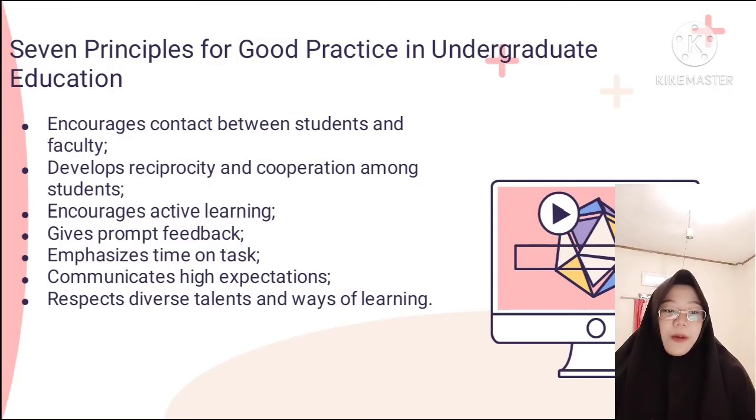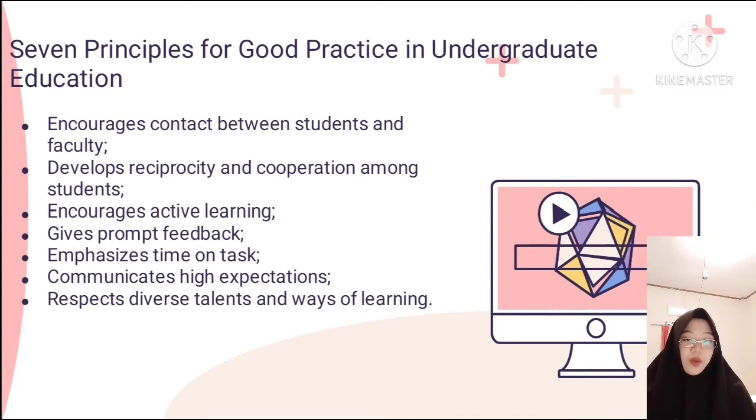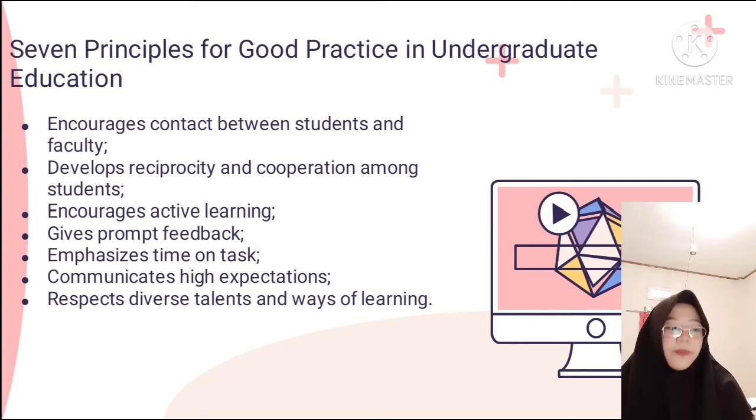The next slide is about principles for good practice in undergraduate education. Another set of highly regarded principles is Chickering and Gamson in 1987, 7 principles for good practice in undergraduate education. While initially focused on college undergraduates, these principles are equally applicable to learners of all ages in a variety of environments.